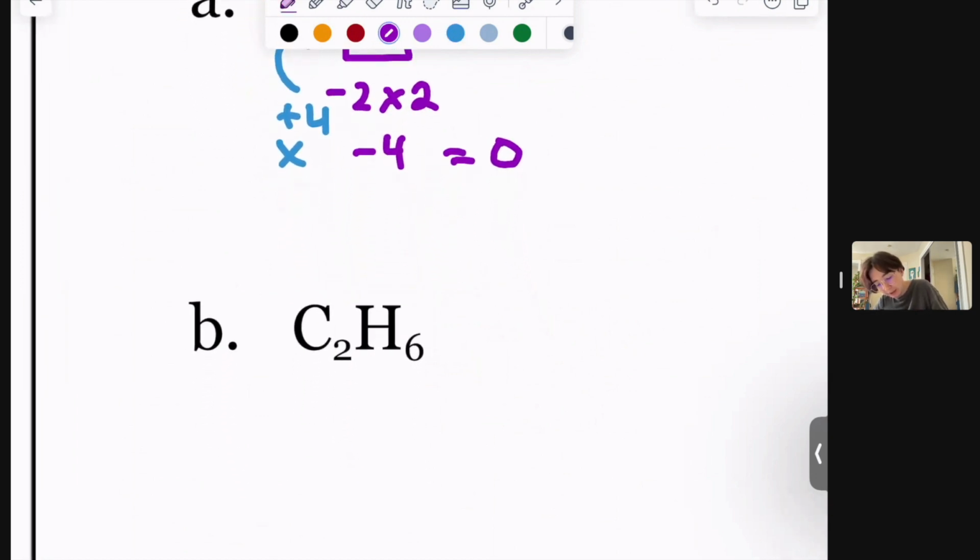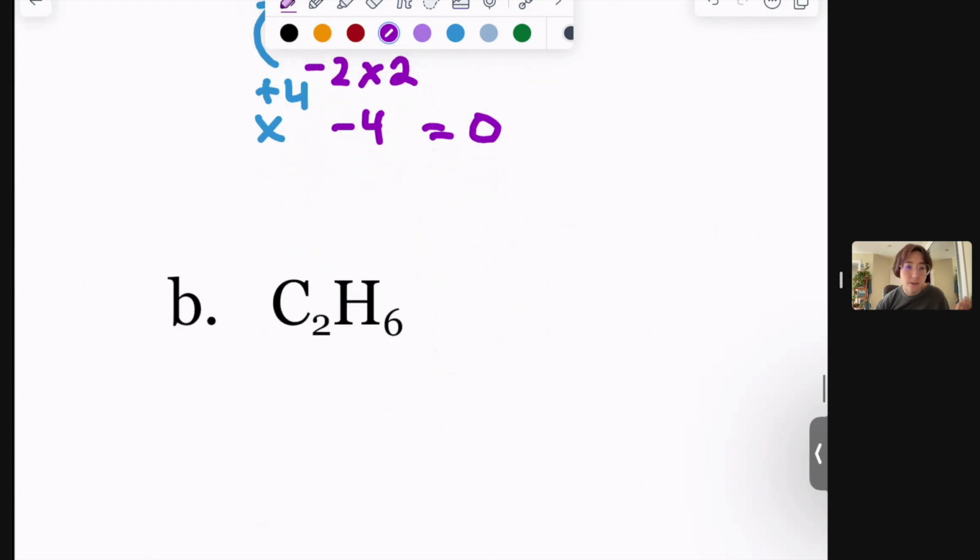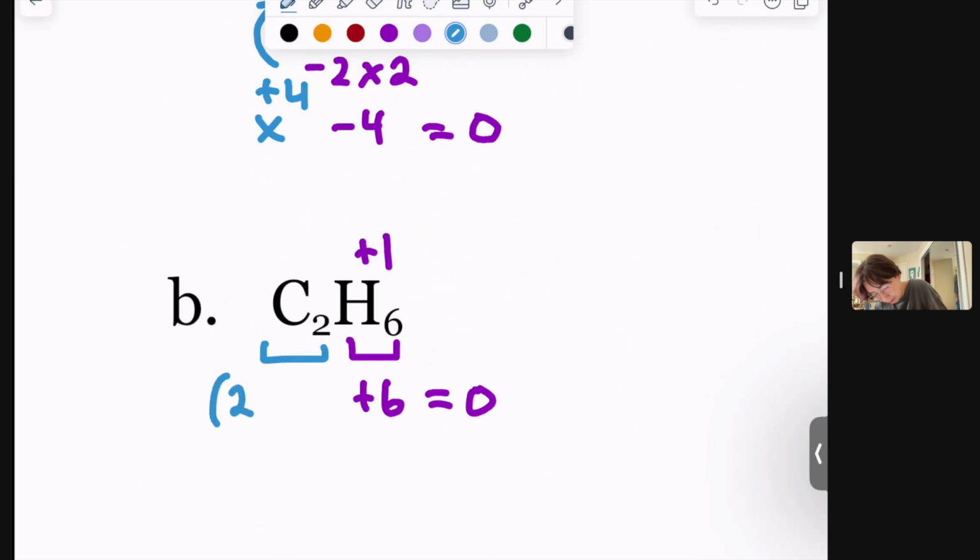You probably should pause and try these if you would like, but I'm just going to keep walking through this. My rules are that I always know hydrogen with non-metals is a +1. There are 6 of them, so I have +6. And I have to have 2x plus 6 equal 0. So that is -3 on each one.